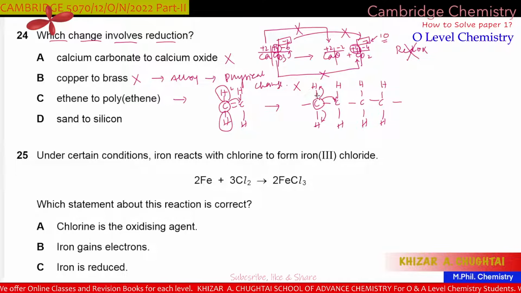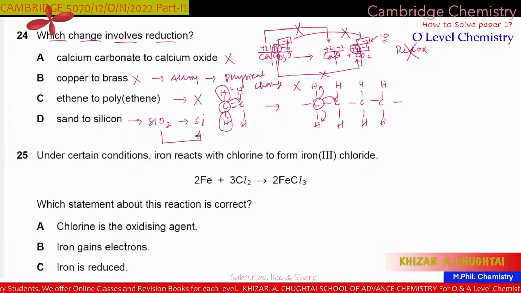So there is no change in any element. There is no change in the oxidation state of any element. So once again, this is not a redox reaction, and if it is not a redox reaction, it cannot involve reduction. The last one will obviously be correct. It's silicon oxide, SiO2, sand, going to change itself into silicon. So silicon is losing oxygen. So yes, it is called reduction. So D is the correct option.